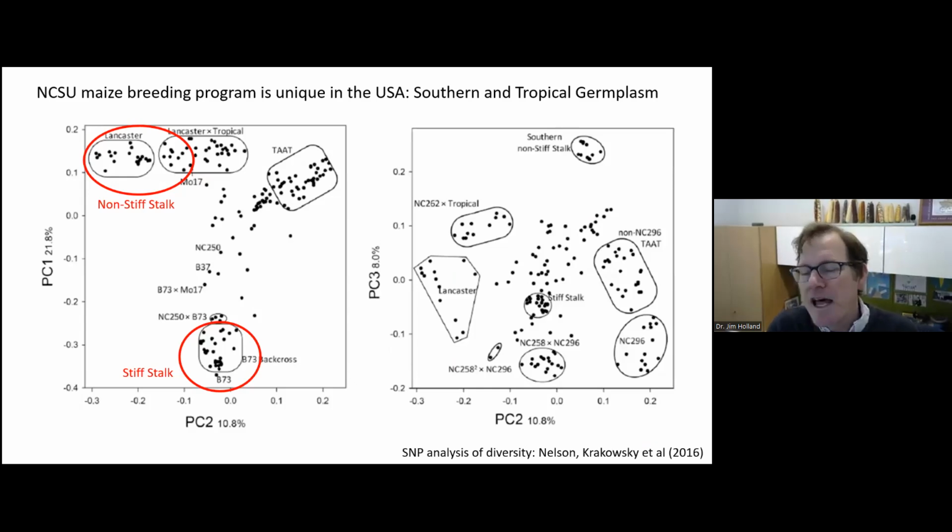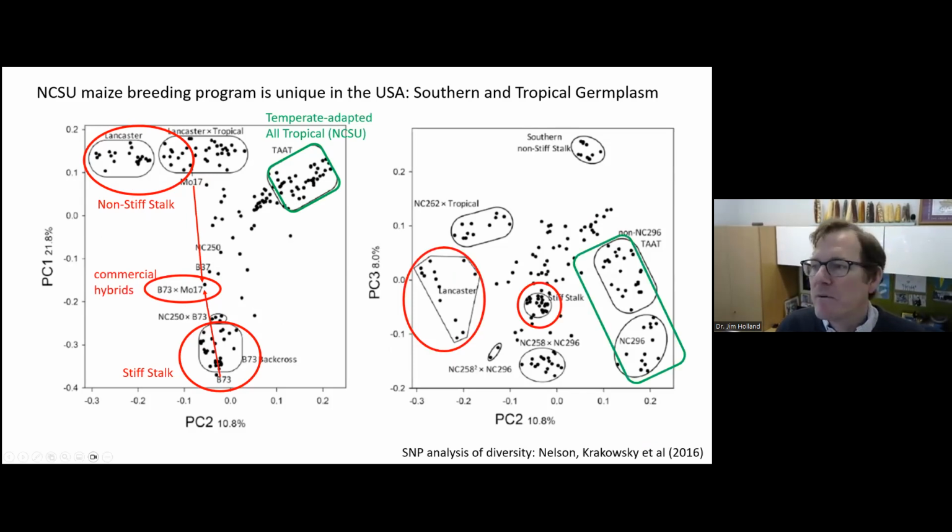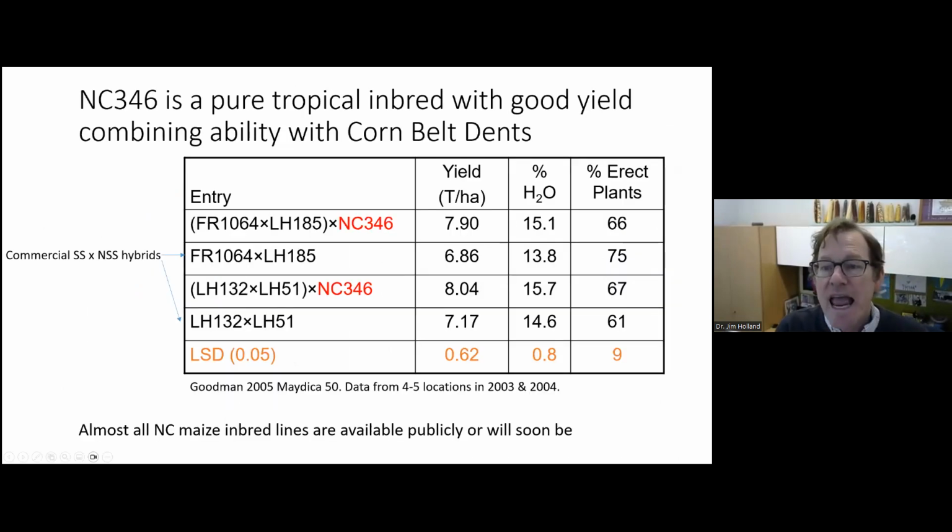If you look at the genetics of this material, these are principal components plots, just to show you that here's typical corn belt dent material. A typical hybrid is a cross between these groups. And Dr. Goodman's material, these temperate adapted all-tropical lines, really are quite distinct. It doesn't really matter which principal component you look at, they're really outlier groups, and they also have good yield potential.